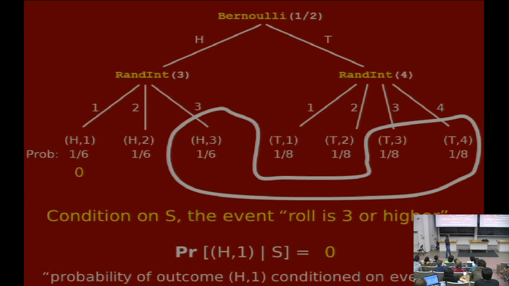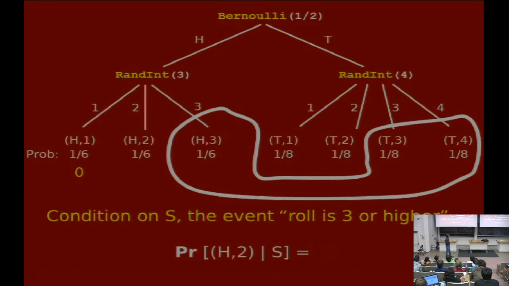So in our revised world, this event has conditional probability 0. This event also has conditional probability 0. Okay, so now it gets trickier. Let's talk about this event, the event of heads, 3. What do you feel is the conditional probability of the outcome heads 3, given that you know that S occurred?